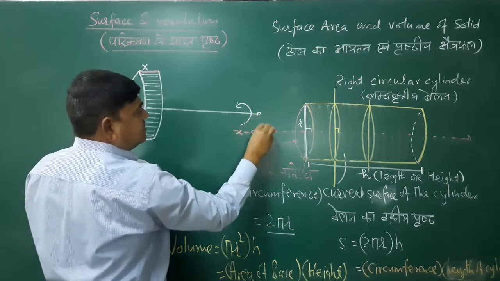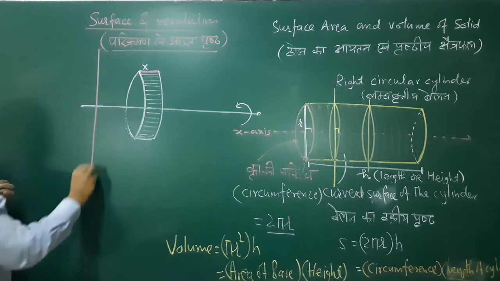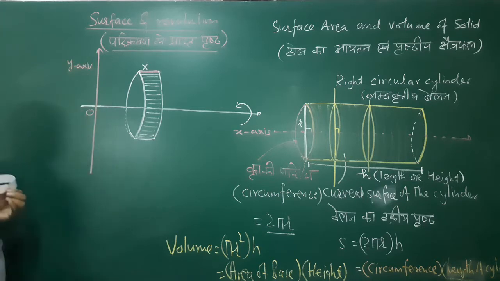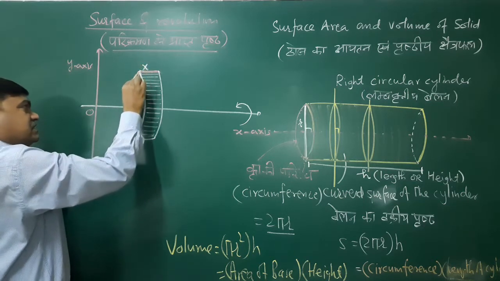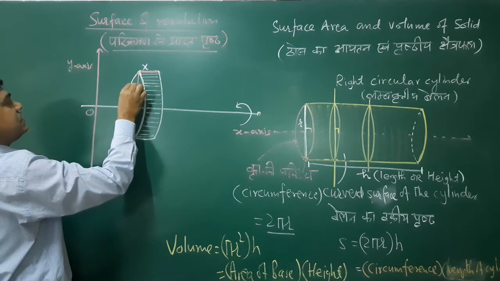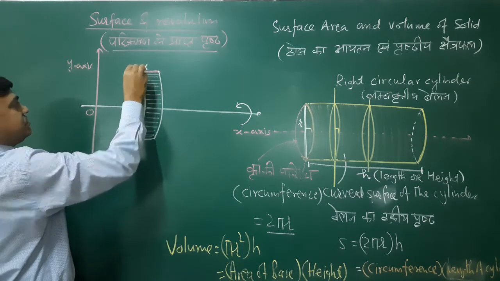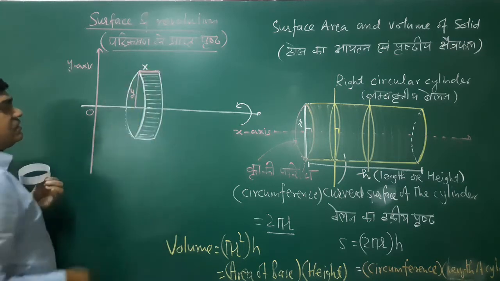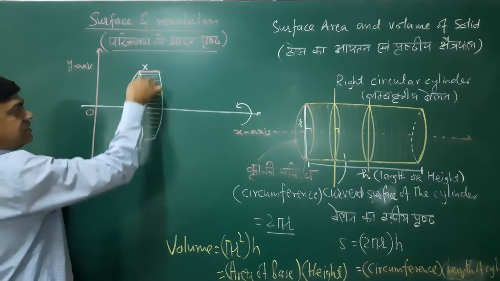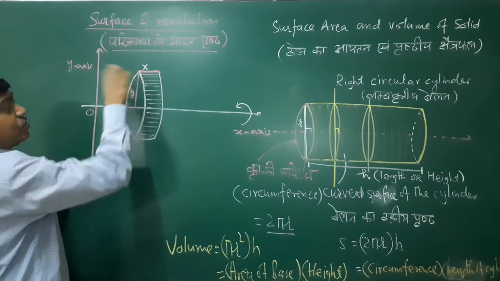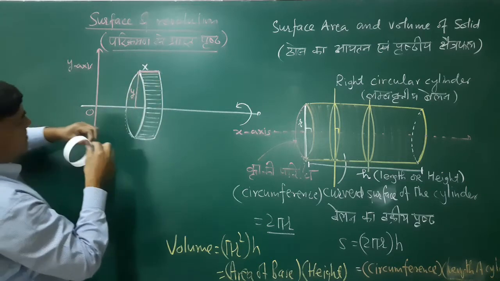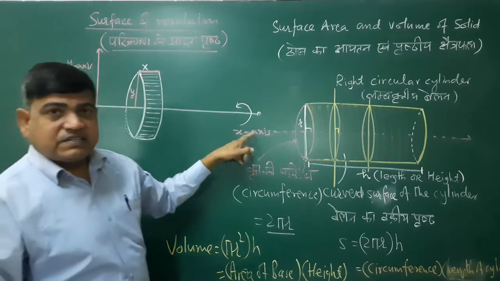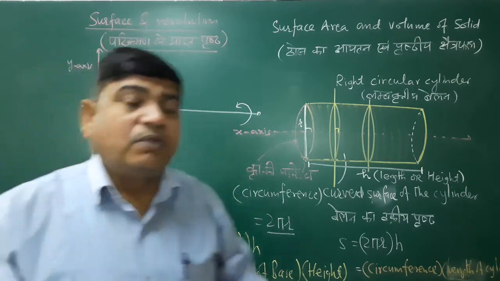सपोज आई से दिस इज एक्स एक्सिस, here I say this is y axis, this is the origin, then this is the y coordinate, this is height, suppose this length is x, for example, then this is the circumference, that is 2 pi r, r means here it is y. So this pink part, this pink is revolved about this x-axis, then the surface is obtained.